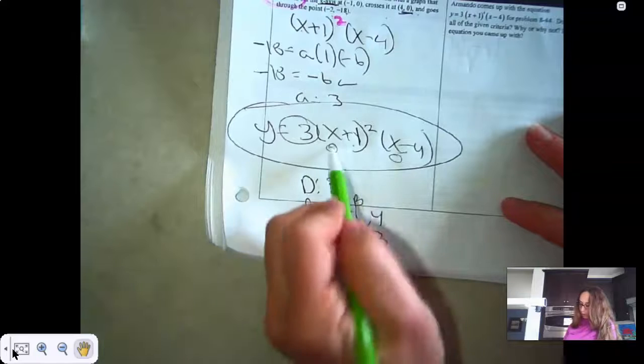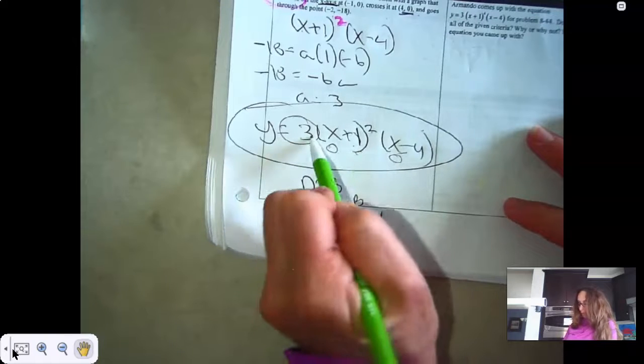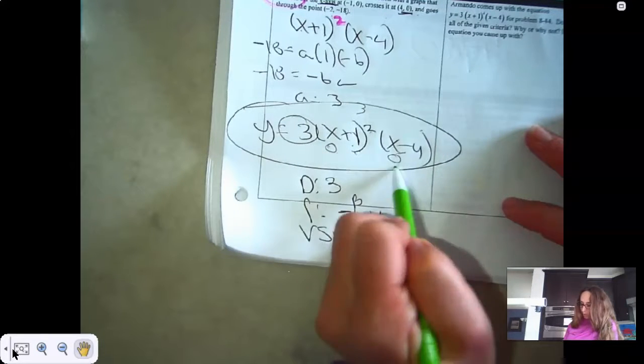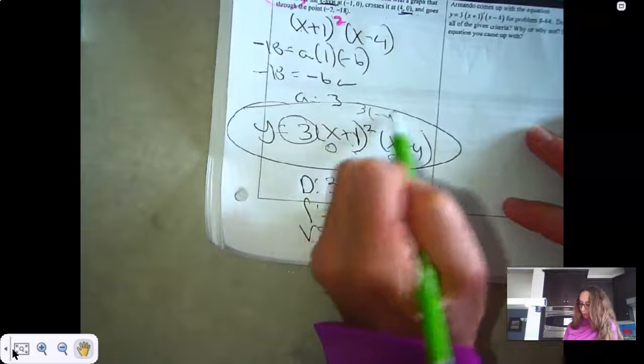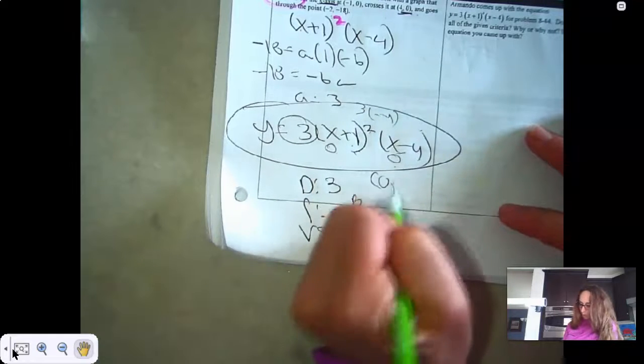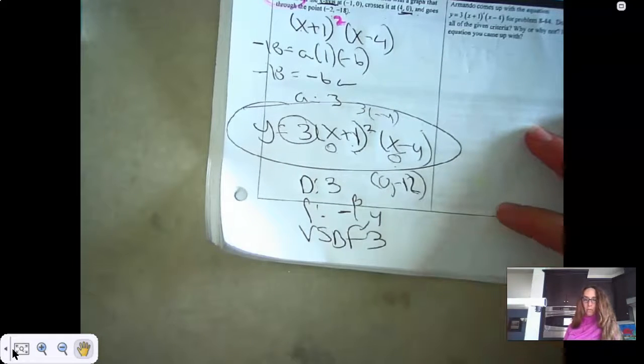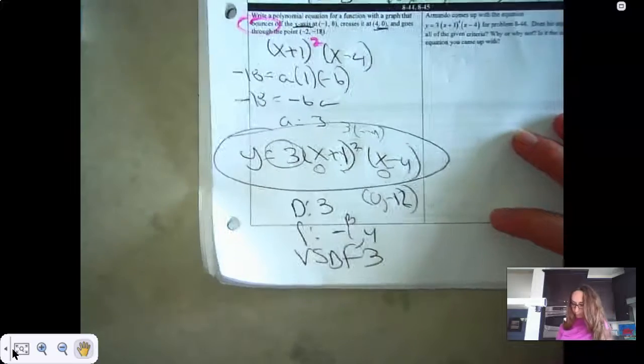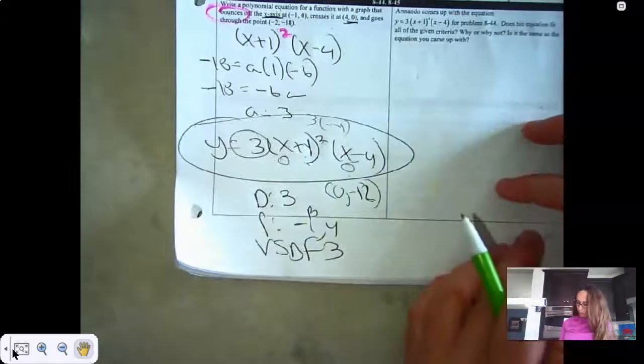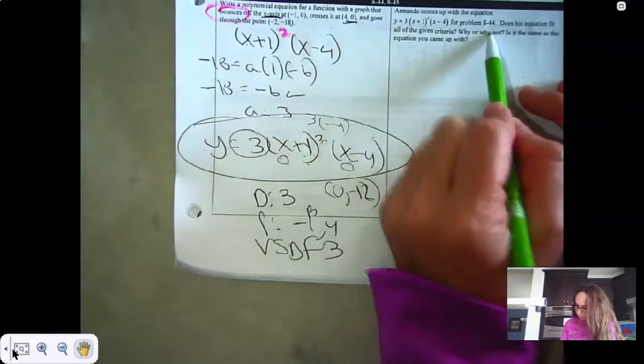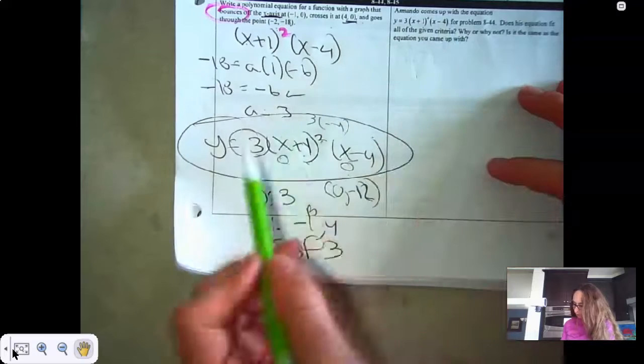And if we plug in 0, 0 plus 1 is 1, squared is 1, times 3 is 3. 0 minus 4 is negative 4. 3 times negative 4 is negative 12. So my y-intercept is 0, negative 12. Okay? Okay, so Armando got this.